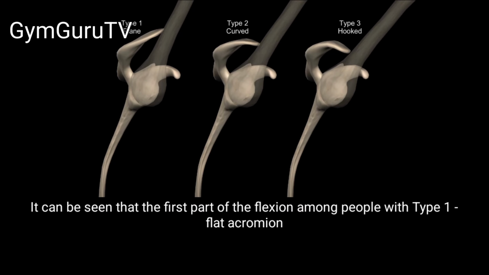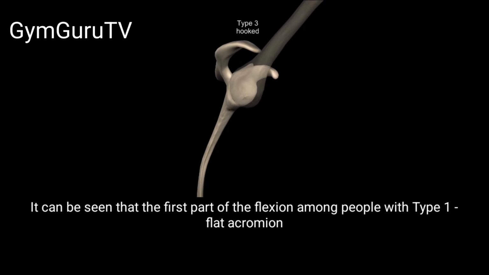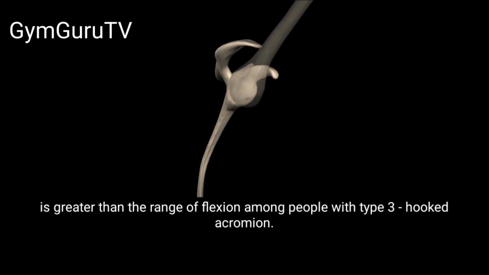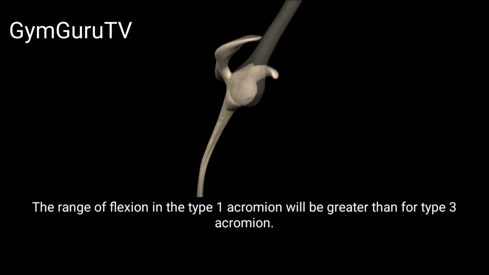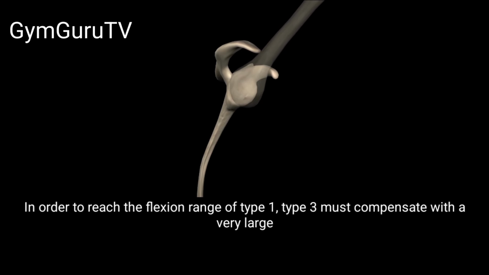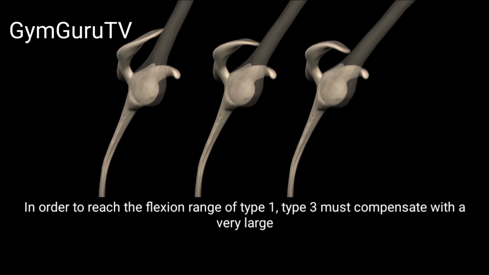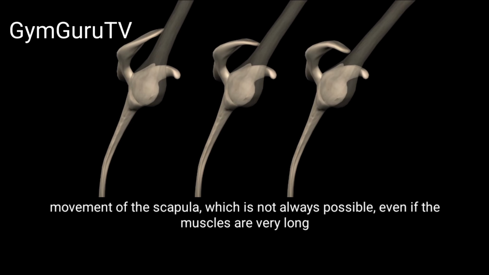It can be seen that the first part of the flexion among people with type 1 flat acromions is greater than the range of flexion among people with type 3 hooked acromion. The range of flexion in the type 1 acromion will be greater than for type 3 acromion. In order to reach the flexion range of type 1, type 3 must compensate with a very large movement of the scapula, which is not always possible.